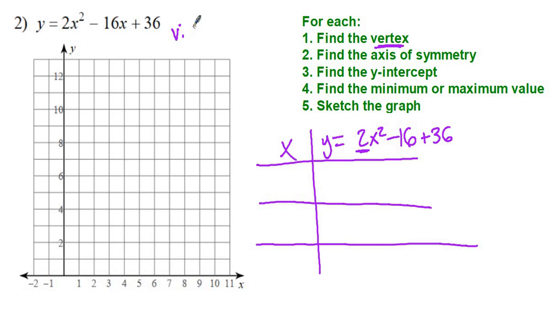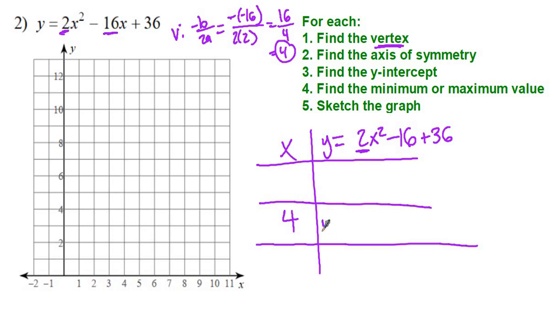V stands for vertex. So negative b over 2a. That's going to be negative 16, because b is negative 16. So negative 16 over 2 times a, that means over 2 times 2. Okay, that's going to equal positive 16 over 2 times 2, which is 4. So that equals 4. So that means this number is the x-coordinate at the vertex.